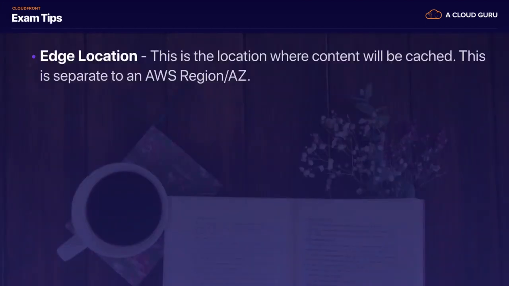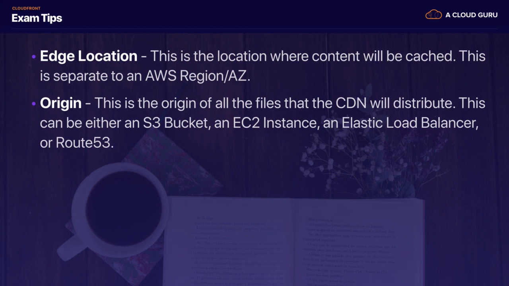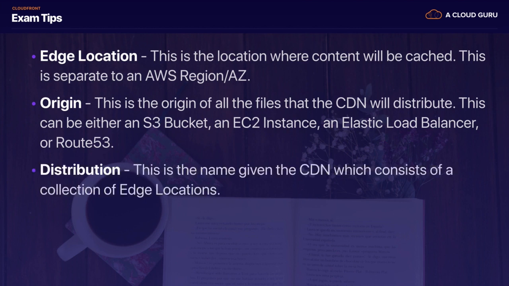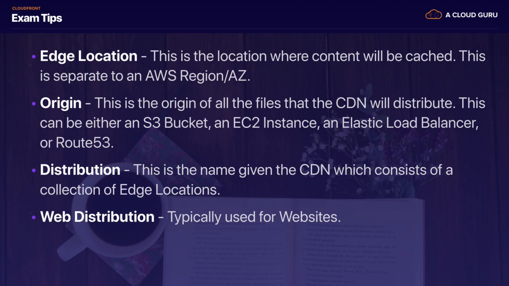So what are my exam tips? Just remember what an edge location is. This is the location where content will be cached. This is separate to an AWS region or availability zone. Remember what an origin is. This is the origin of all the files that the CDN will distribute. This can either be an S3 bucket, an EC2 instance, an elastic load balancer, or Route 53. Also remember that a distribution is the name that's given to the CDN, which is a collection of edge locations. A web distribution is typically used for websites, whereas RTMP is used for media streaming.